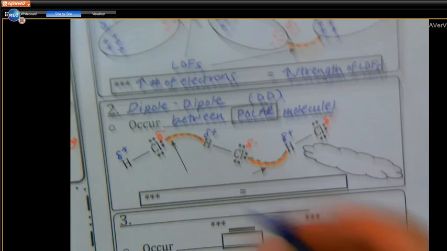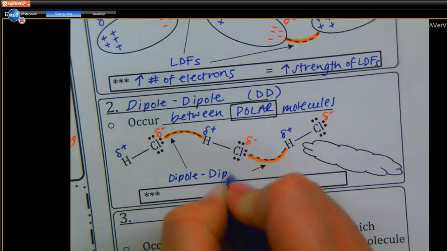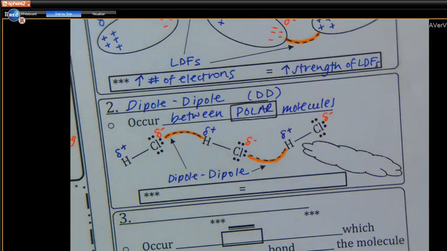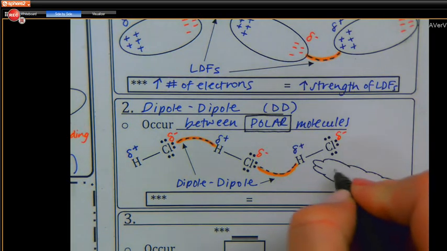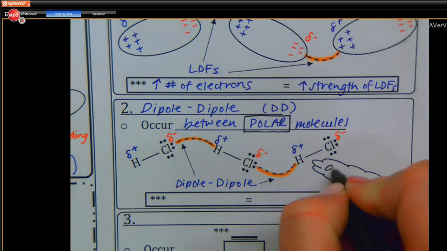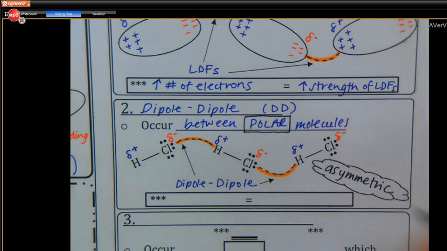Now let's talk about big brother. This last one, the strongest of the intermolecular forces, has the most annoying name, because one of the things that I said at the very beginning is that these are intermolecular forces of attraction. They are not bonds. And yet this last one is called hydrogen bonding.